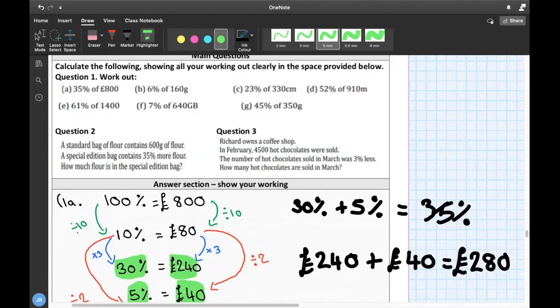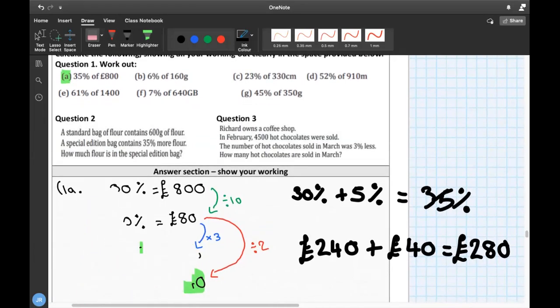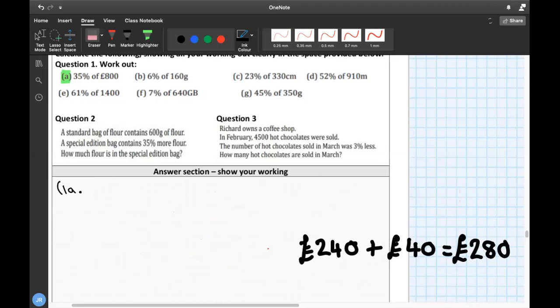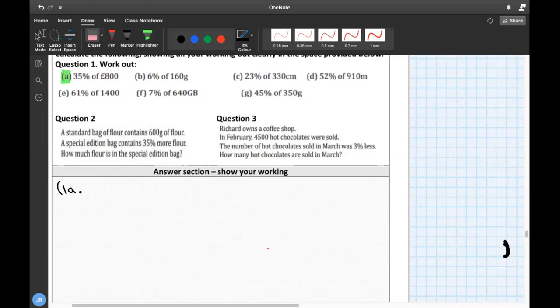That was 1A. Okay. Right. So the key thing there, you must start with 100%. That will be equal to your original amount. And then through multiplying and dividing, and some adding, you will need to find the percentage that you need. Okay, so we had 1A there, that was £280. Okay, let's have a look at B next.